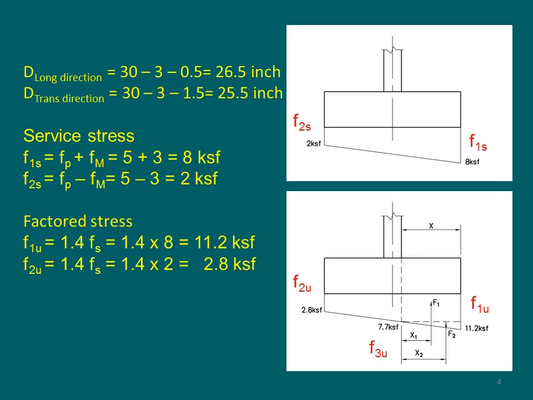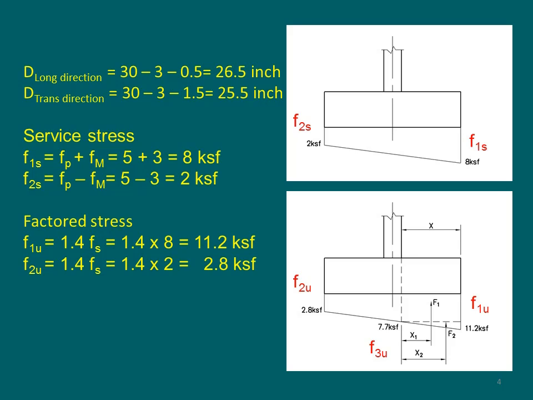Now looking at the stress, I have here a trapezoidal distribution. If you cut the section right at the face of the column, and I'm showing here a dashed line, the right side maximum stress is 11.2 ksf, the left side is 2.8 ksf. By interpolation, you should be easily finding the stress at the face of the column, which is 7.7 ksf.